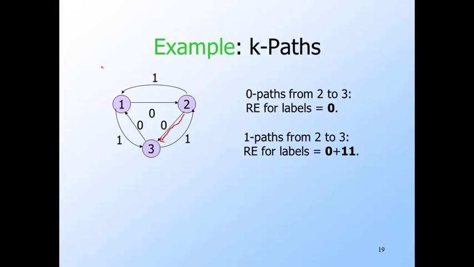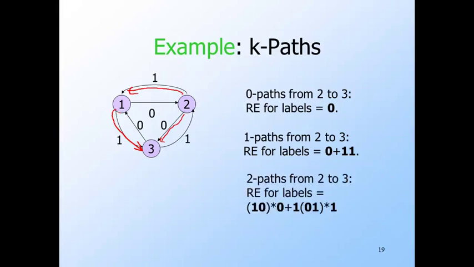Thus, we can still follow the arc from 2 to 3 labeled 0, but we also can follow the arc labeled 1 from state 2 to state 1, that's this, and from there the arc labeled 1 from state 1 to state 3. Notice that once we get to state 1, we cannot go back to 2 in a 1 path, and if we go to 3, we're finished. The path must end. The 2 paths from state 2 to state 3 are more varied. The only thing we cannot do is pass through state 3.